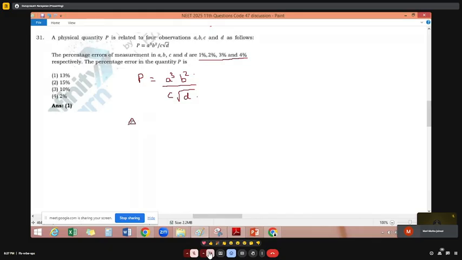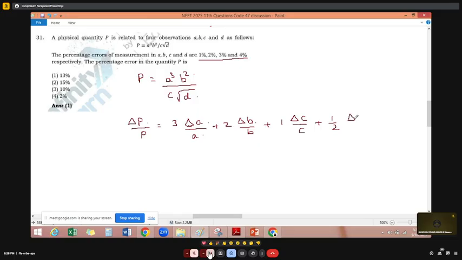So that means delta P by P is equal to 3 times delta A by A plus 2 times delta B by B plus 1 times delta C by C. This is power 1 by 2, so that means 1 by 2 times delta D by D. That's all. So if you know this, you can do this problem. If you don't know this, you cannot do this problem.